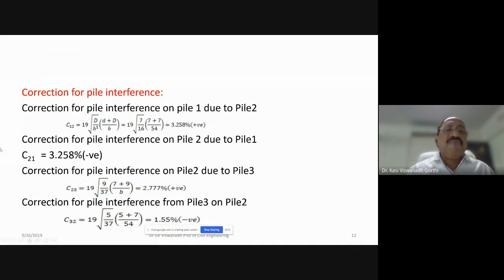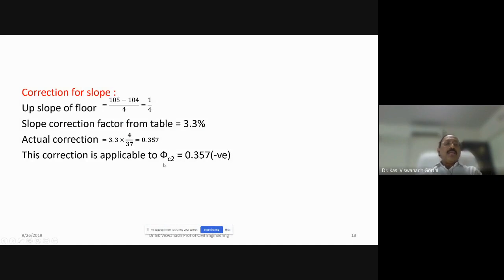So the correction for the interference on pile 1 due to pile 2 is 19 × √(D/b′) × (d + D)/b. Substituting those values, you will get the correction for pile 1 due to pile 2. Similarly, the correction for the pile interference on pile 2 due to pile 1, the reverse. You have 3.258, a negative value, and the same thing with a negative value. Then the correction for pile interference on pile 2 due to pile 3, and pile 3 onto pile 2. Then the slope correction will be like the upstream slope.